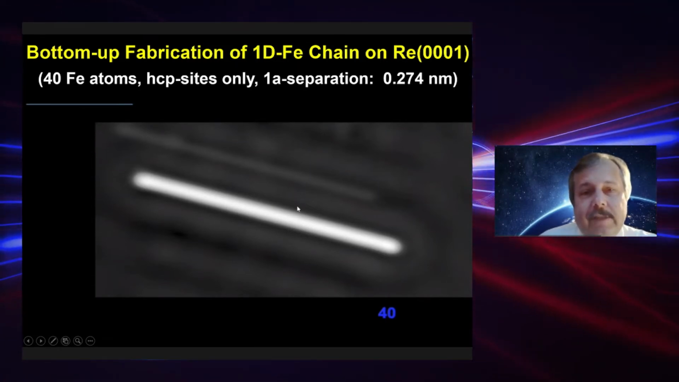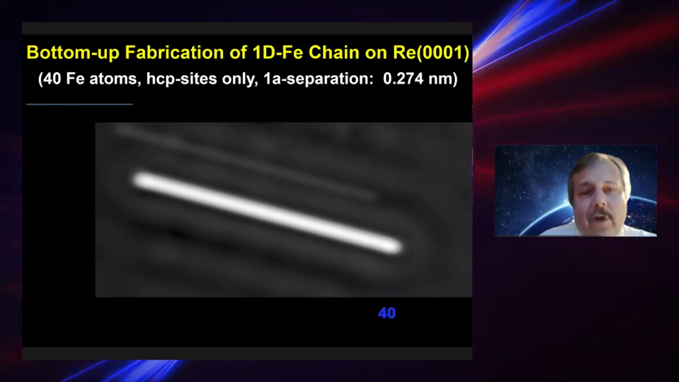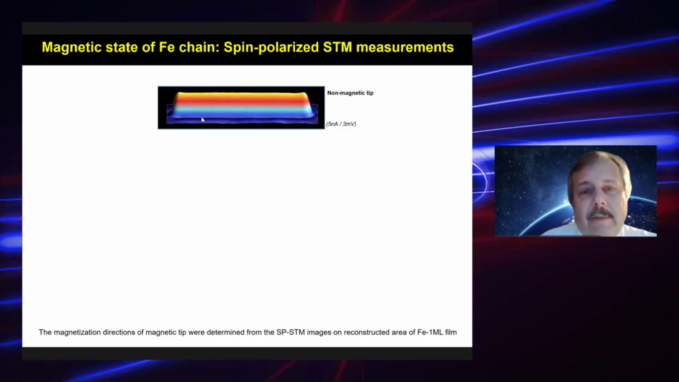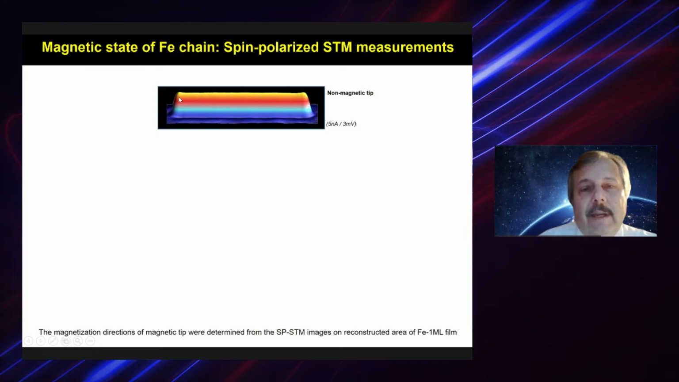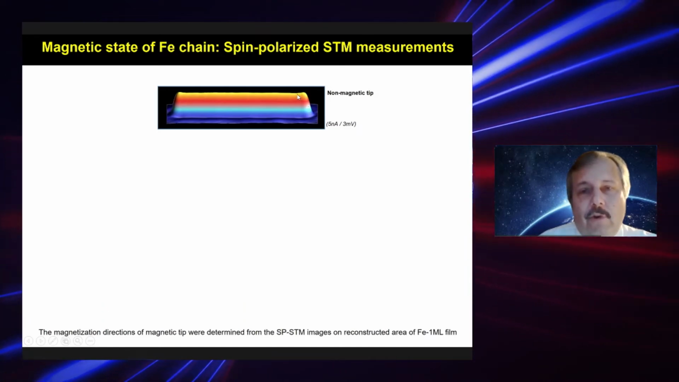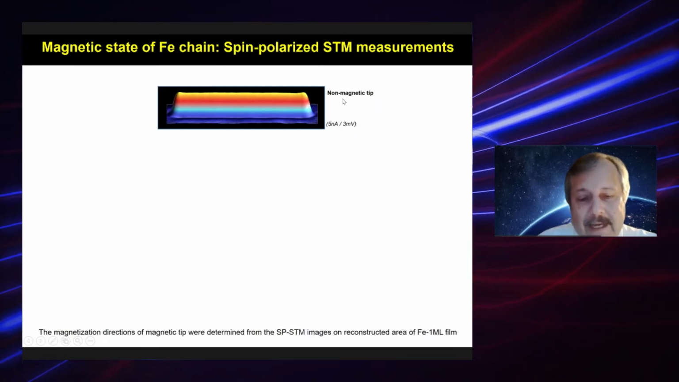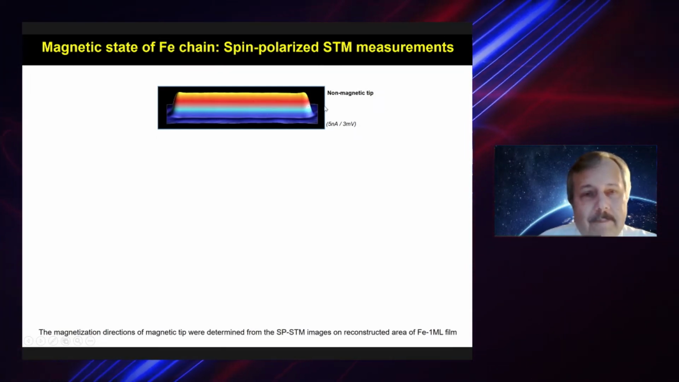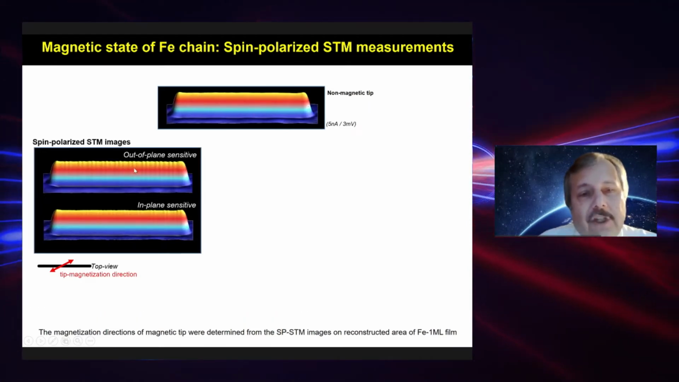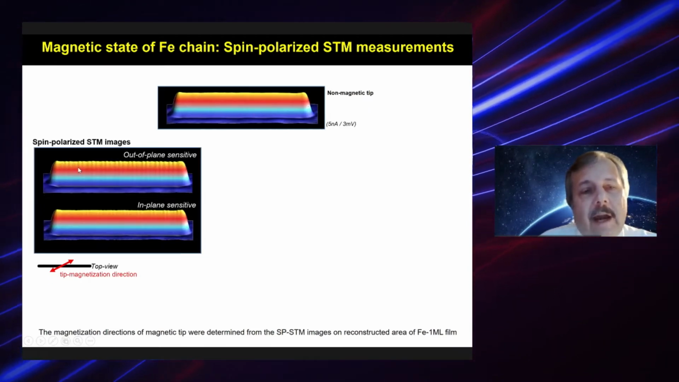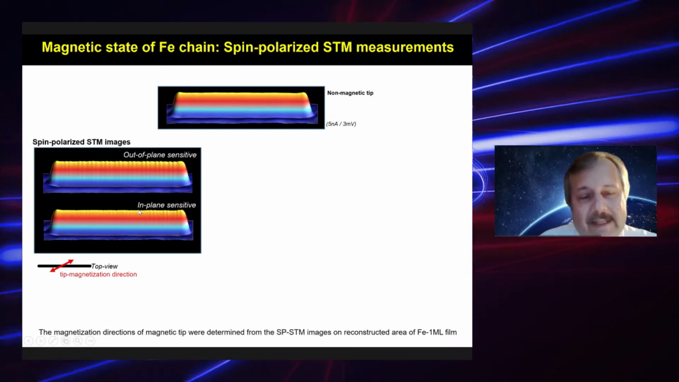The next step is, of course, that we also have to get information about the magnetic ground state of this system. So therefore, we do experiments not only with a non-magnetic tip. Here you see again this 40 iron atom chain in the perspective topographic view. But you see now, if we go towards a spin-polarized tip, a chromium tip in that case, we see in addition to the topographic image an additional modulation in the constant current traces, with a spin out-of-plane sensitive tip or with a spin in-plane sensitive tip.